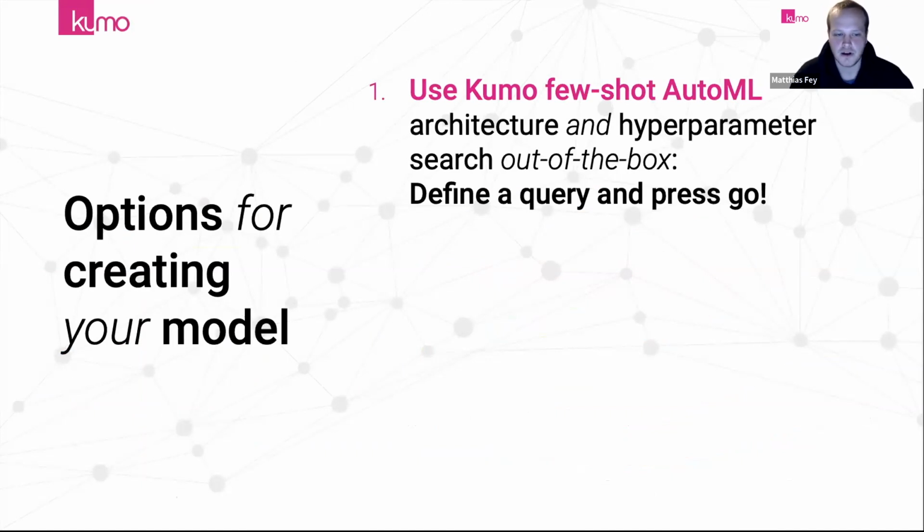You now have the option to create your model. And there exist two options to do that. The first option is you use Kumo's few-shot AutoML architecture and hyperparameter search. And that is designed to basically work out of the box on any data set and achieve satisfiable performance. So the principle here would be you define the query and simply press go and let Kumo work.